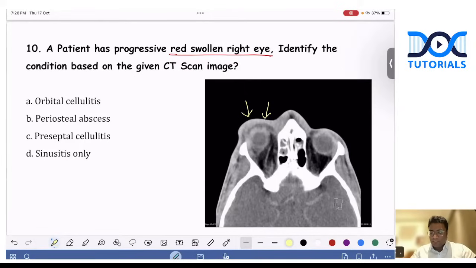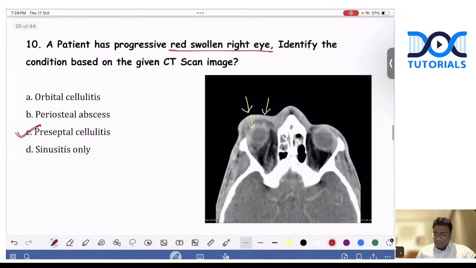You see that the preseptal area is showing thickening. There is preseptal cellulitis in the patient. So this is preseptal cellulitis that you can see, right? Orbital cellulitis will be here, so this is the orbital cellulitis area. A subperiosteal abscess will be like this, with pus collection here.